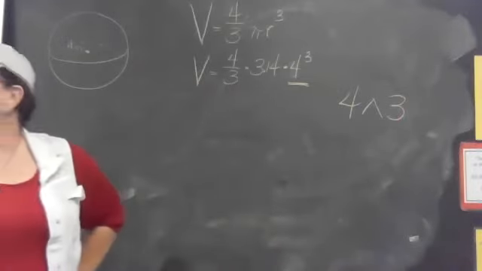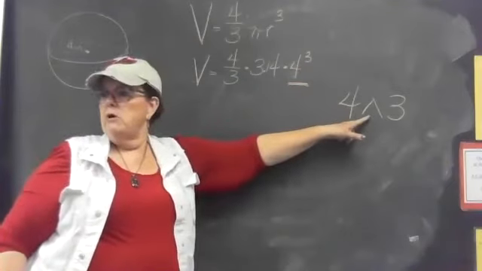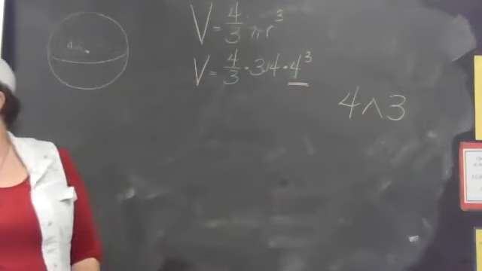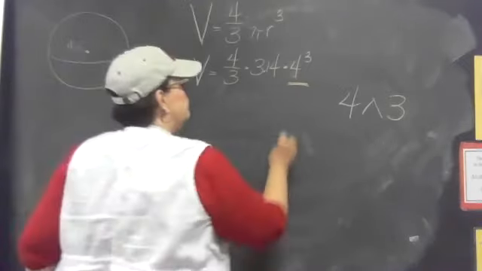4 to the power of. You can use it for any other exponent. This is to the power of, and we call it a caret top. And you should get 64.